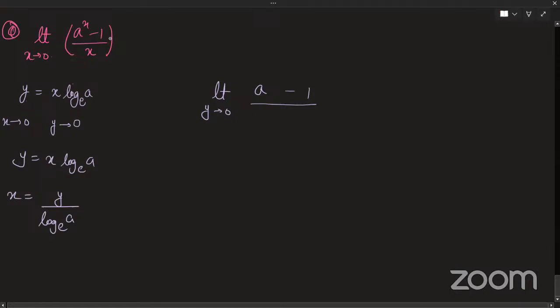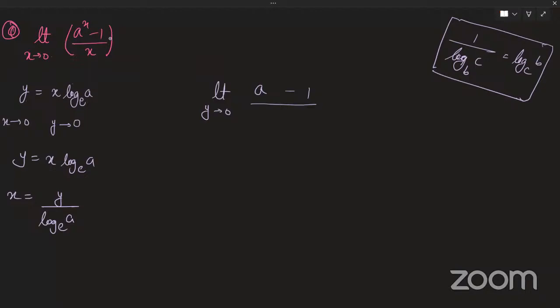If all of you remember, I have 1 by log base b of c. If you remember the property, this can be written as log base c of b. My base and this input can interchange if I'm taking the reciprocal. Does anyone remember?